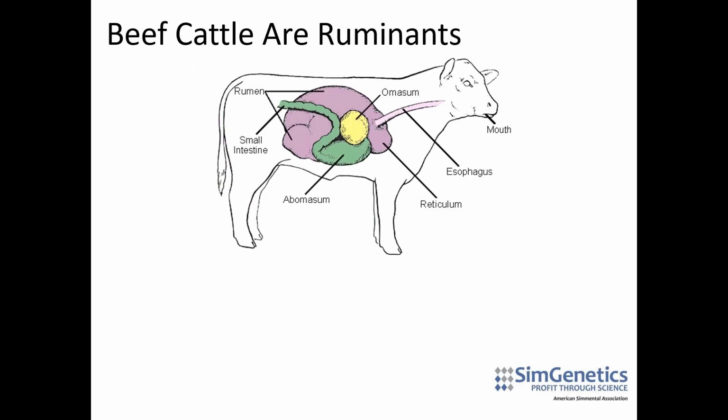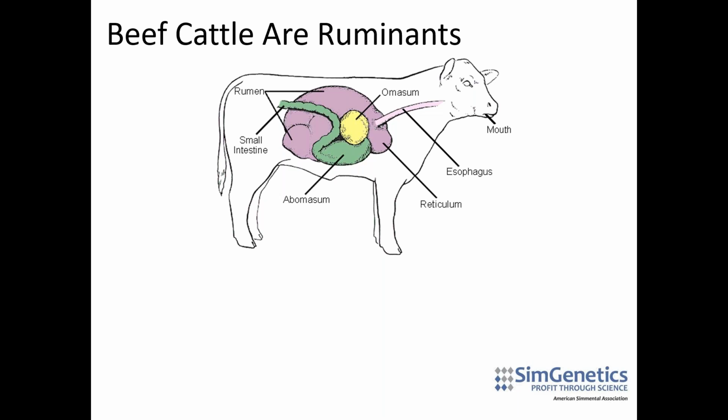All right, so now we'll switch gears here and talk a little bit about feedlot nutrition. So as you probably all know, beef cattle are ruminants. Often you might hear beef cattle described as having 4 stomachs. Actually, they just have 1 stomach, but it has 4 very different compartments. And those are depicted here.